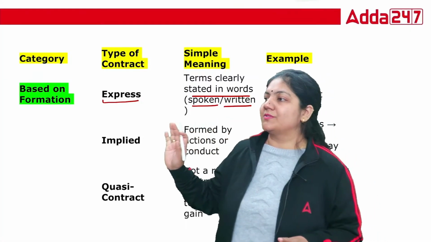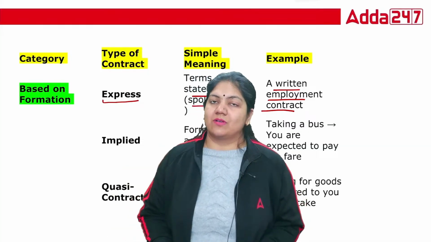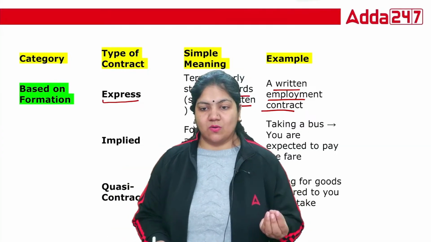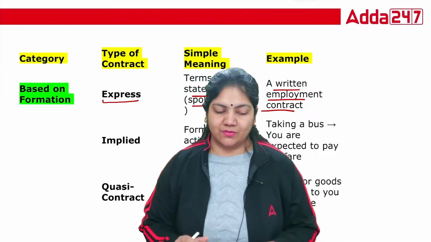Suppose if you want to purchase a property, you have just given the price, the contract is done, that is called express. So express means oral and written. And see class, an oral contract is also a valid contract. Okay, that's cool.